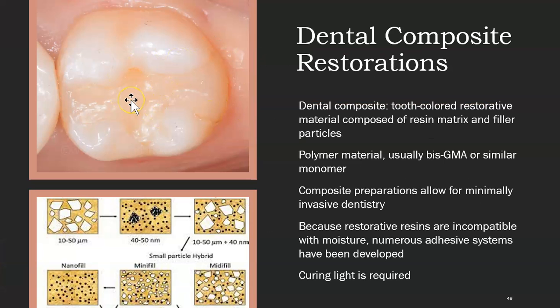Composites are tooth-colored restorative material, and they have a resin matrix and filler particles. So it could be macro-filled, which is big filler particles. It could be micro-filled, which is tiny filler particles. Or it could be hybrid, where you have a mix of macro and micro-filled particles. So they have different categories of composite restorations. You do need a curing light for it to set. And they are incompatible with moisture, so you need a dry area when you place a composite.